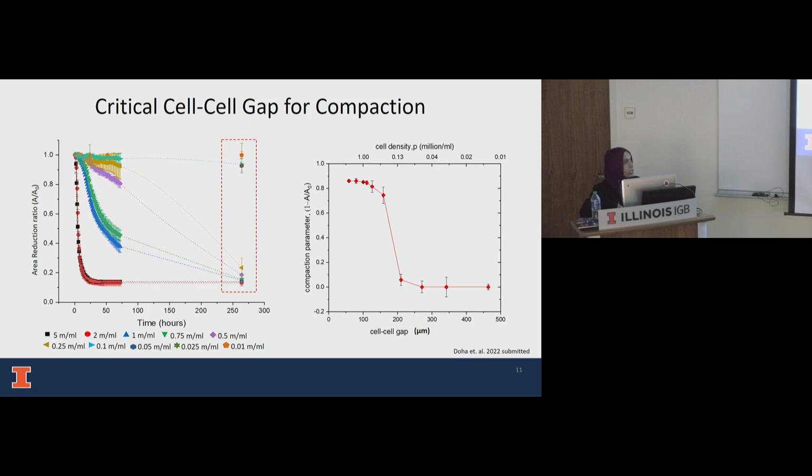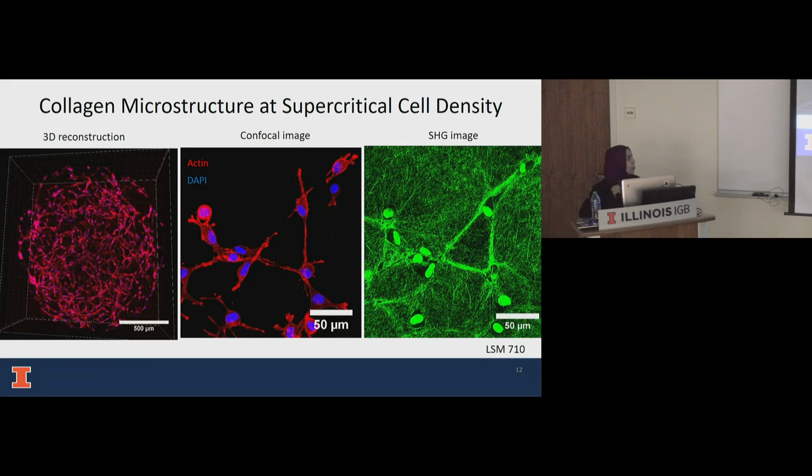To have a better understanding of the process, we then looked into the collagen microarchitecture, and we did this with the LSM-710 confocal imaging. This is a sample with supercritical cell density, and it was fixed and stained after 7 hours when the disk was partially compacted. As you can see, the cells protrude towards each other, giving a sort of network-like structure.